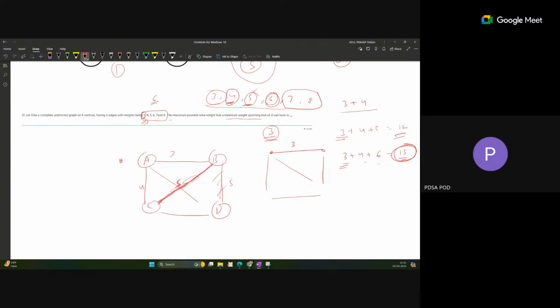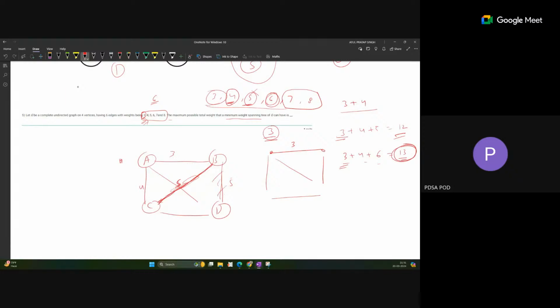13. One question again. When you say minimum spanning tree, there are only going to be 3 edges, correct? Yes. So maximum weight, if we're talking about a minimum spanning tree, we'll go for the least weights possible. Am I wrong there? Why are we picking 6 and not 5?